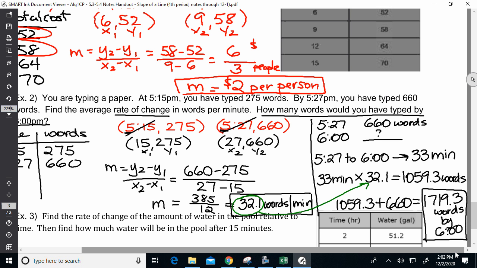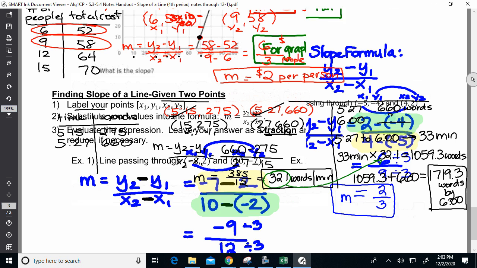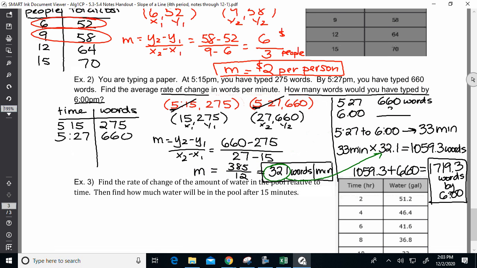So hopefully your English essay isn't 2,000 words, otherwise you still gotta keep going. That's it, problem's over. So again, this is a scenario that shows you how to use slope and how to use the rate of change. So questions on example 2, before we do one more example.